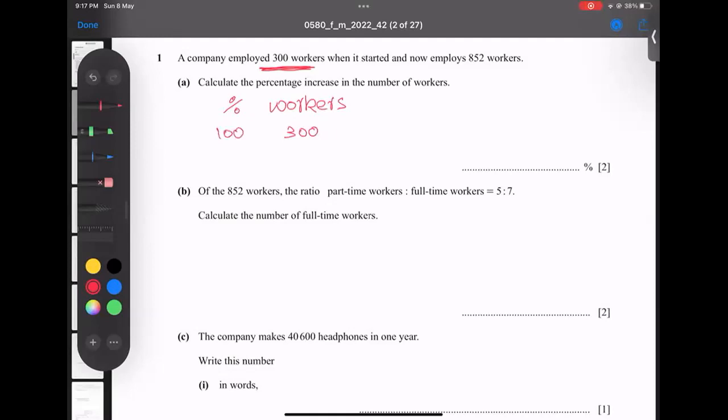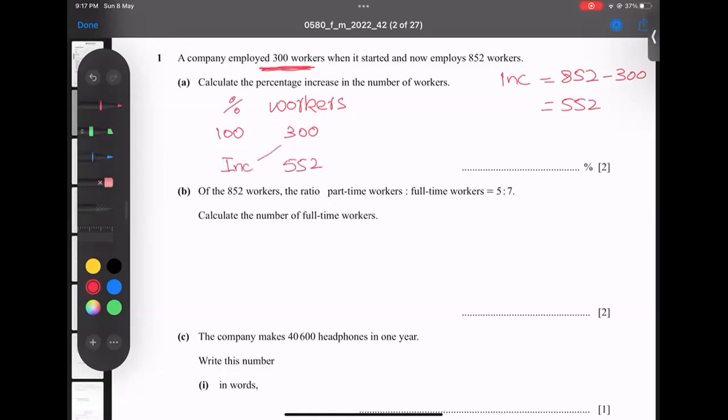And I want to find how many increased. So the new number of workers is the new strength, and the other is the old strength. So subtract. How much increase? 852 minus 300 gives you 552. So 552 is the increase. I will keep it here, 552, and here is the increase. IN just stands for increase.